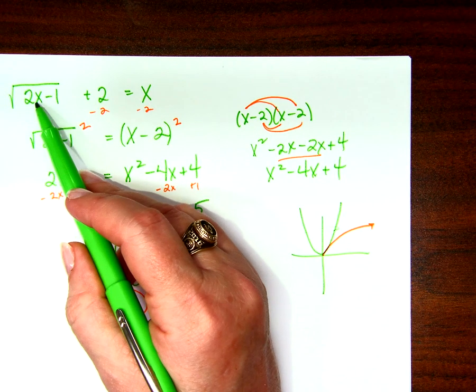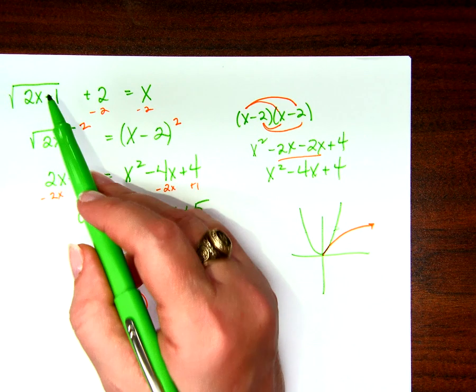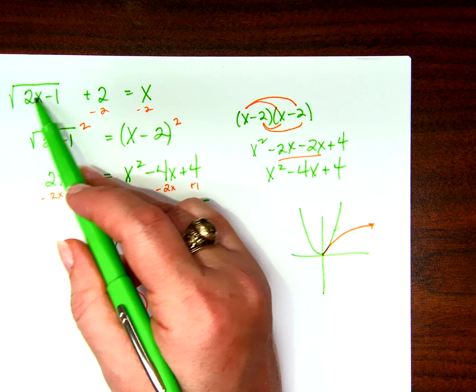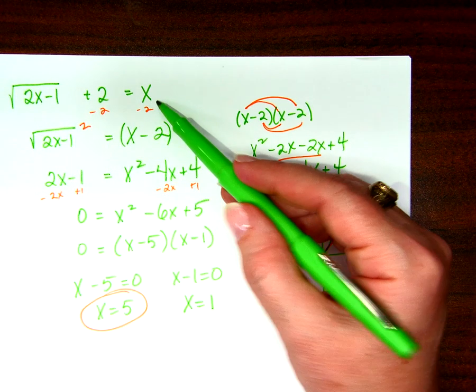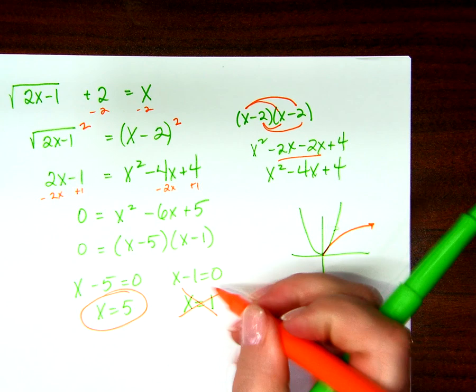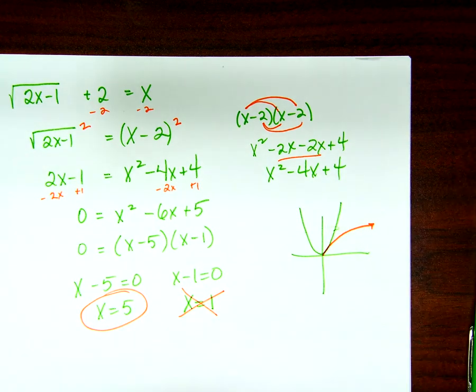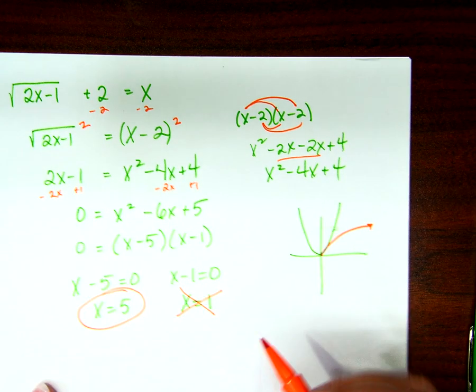Okay, 1. 2 times 1 is 2, minus 1 is 1. The square root of 1 is 1. 1 plus 2 is 3. 3 equals 1? It does not. Okay? Do you remember what that's called? Because I really want you to know the name of it.